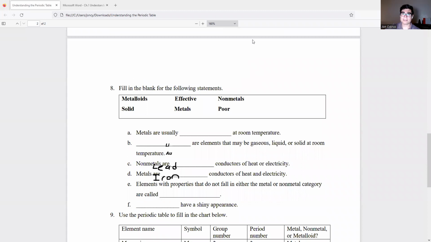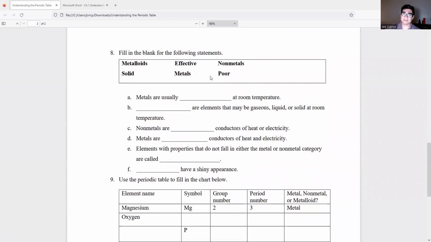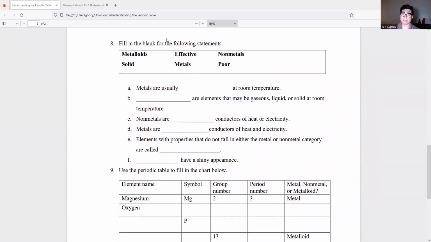All right, 8 says, fill in the blanks for the following statements. Metals are usually blank at room temperature. Out of our choices, it's going to be solids. Metals, with the exception of mercury, are pretty much solid at room temperature. So they're not going to be liquids, they're not going to be gases, they're not going to be plasmas. They're going to be solids.